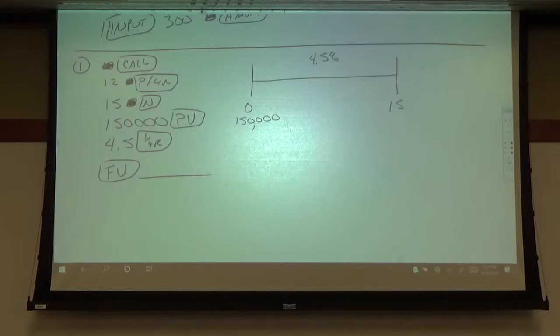So putting all that in. Ignore the negative for the moment. We're going to talk about that. Okay, 15, shift in, 150,000, present value, 4.5%, and the future value is 294,000.